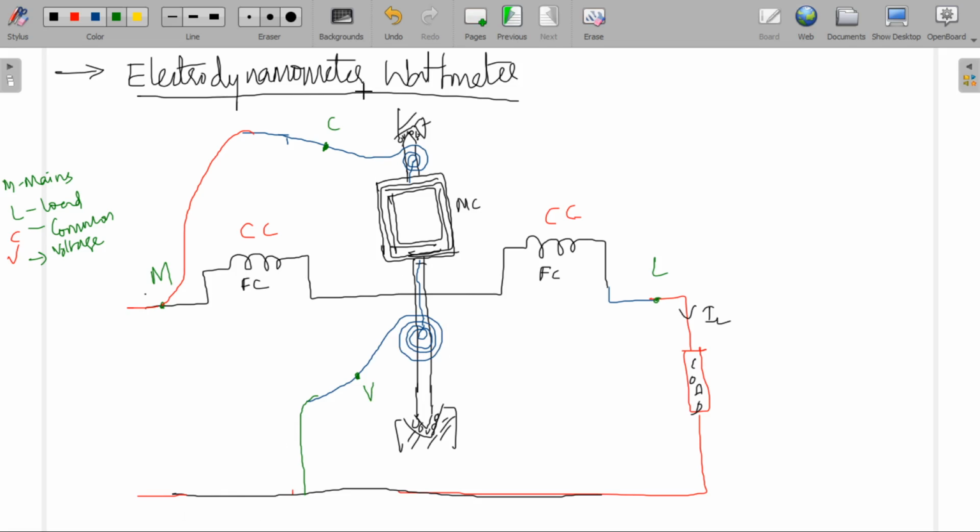So if I want to use this instrument as a wattmeter, the MC terminals should be shorted. M is connected to C. Now this instrument can be used as a wattmeter. This terminal is connected to the neutral wire, phase and neutral. We apply single phase AC supply. If you want to use an electrodynamometer type instrument as a wattmeter, we short these two terminals.